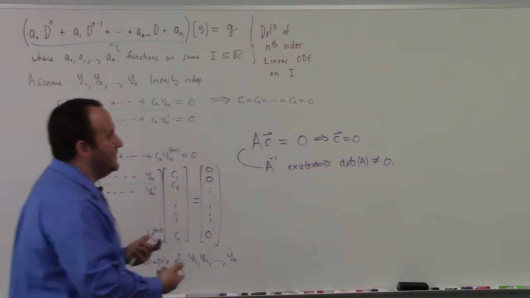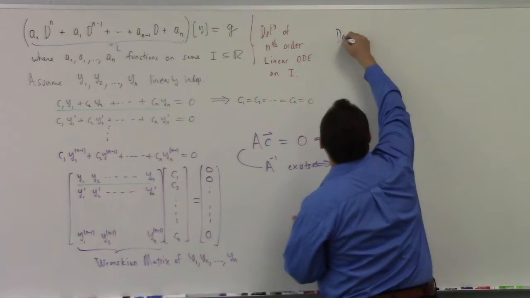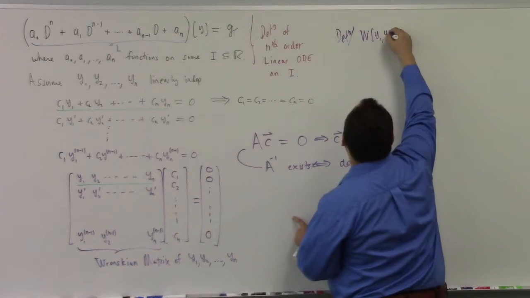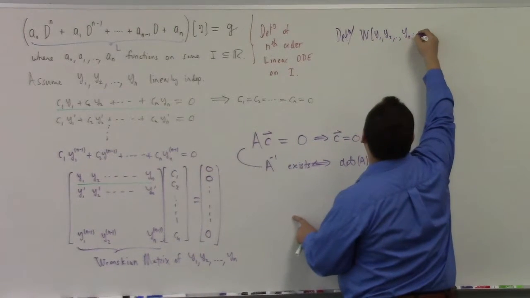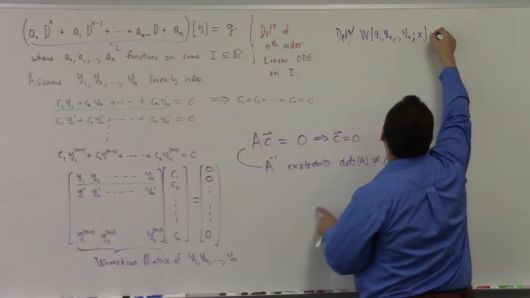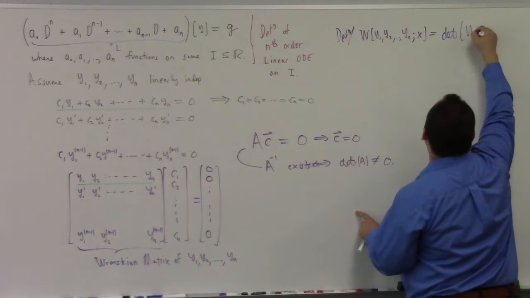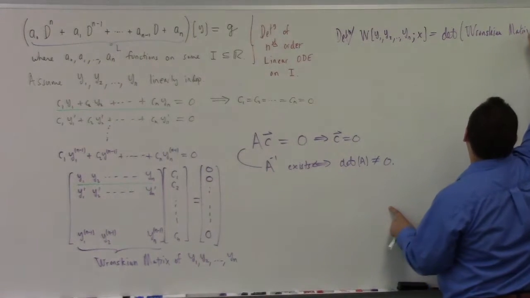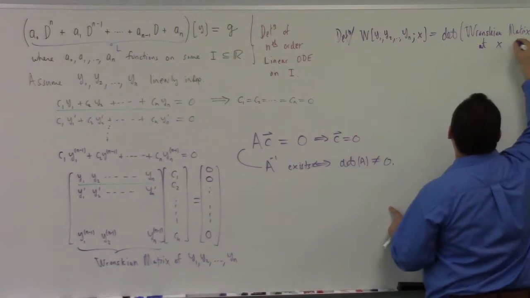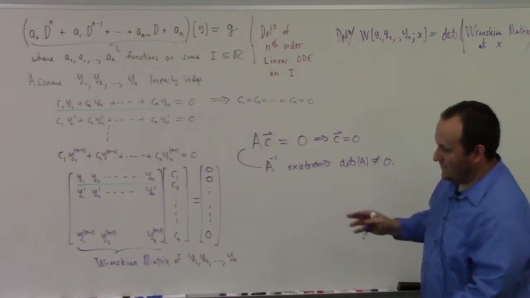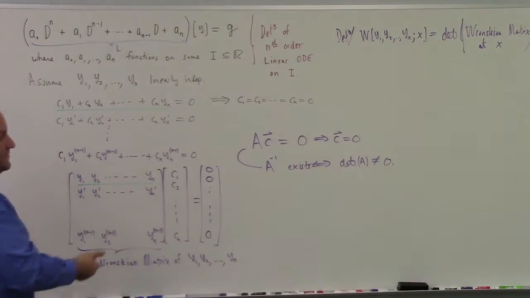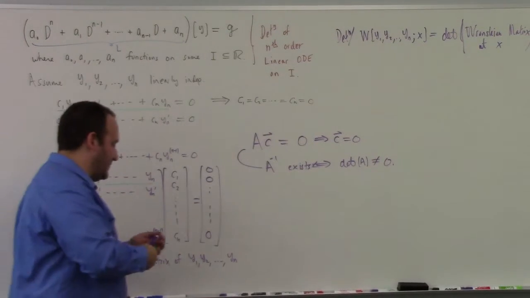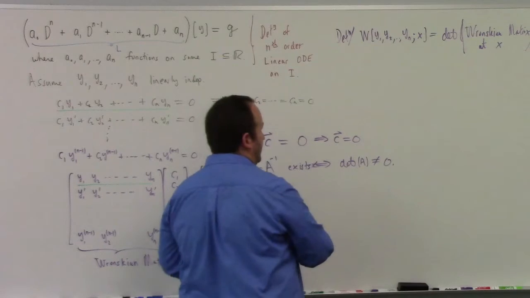So linear independence gives us a definition: the Wronskian of y1, y2, ..., yn at some point x is equal to the determinant of the Wronskian matrix at x, where the Wronskian matrix is this thing. All right. Now I know some of you obviously probably don't know how to calculate a determinant at the moment. I don't know, maybe you do though.